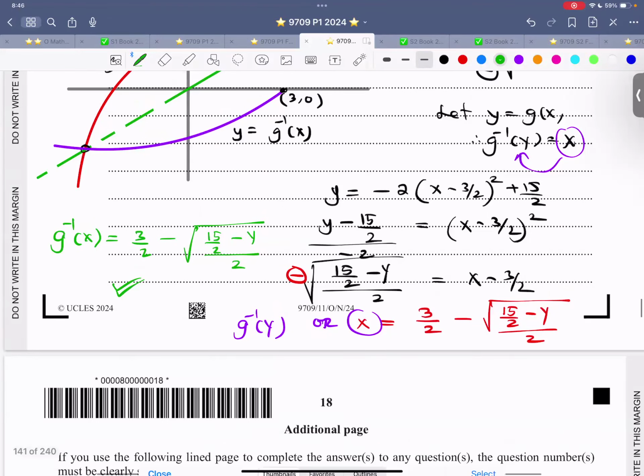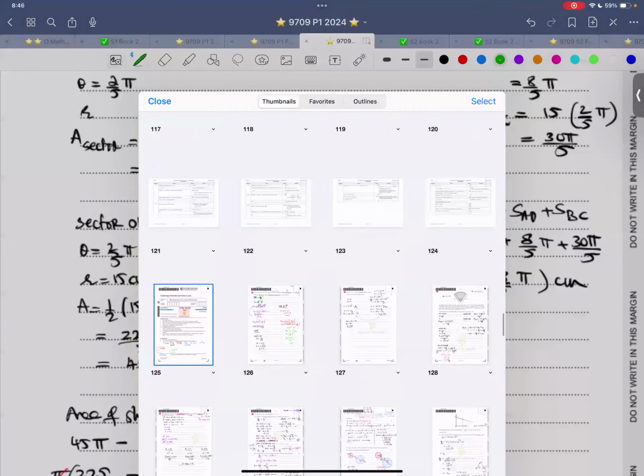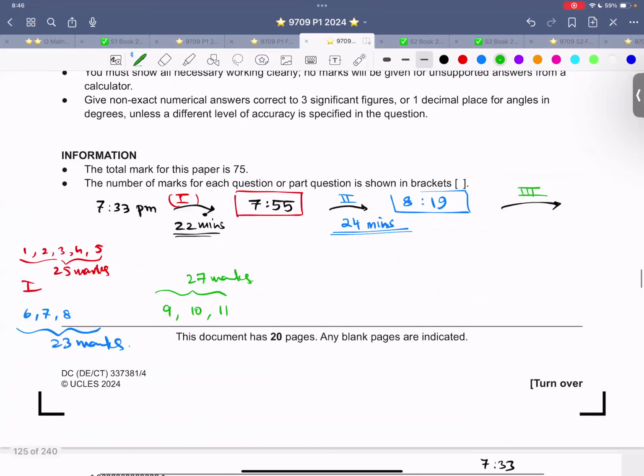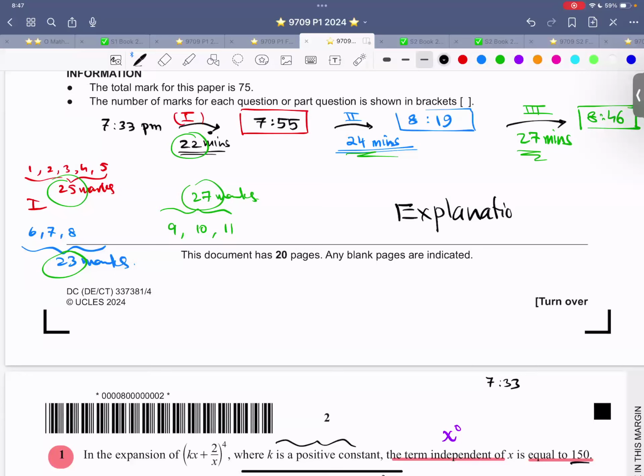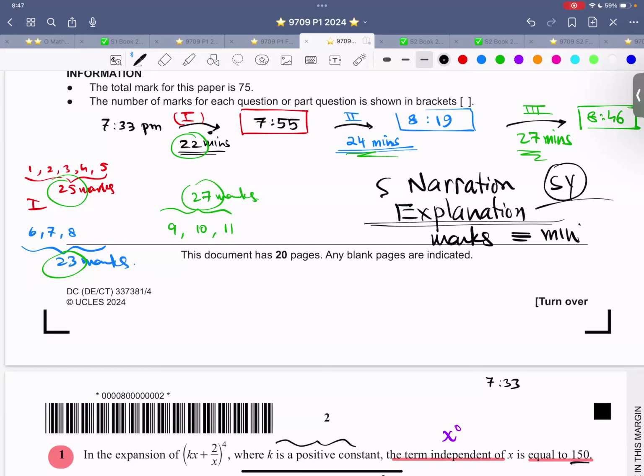And what time is it? It is 8:46, not bad. So now this is 8:19 to 8:46, that is 27 minutes. Now look at my working: 27 marks, 27 minutes. 25 marks, 22 minutes. 23 marks, 24 minutes. So basically, I'm doing the explanation at such a great speed. For me, marks and minutes are the same, and this is with all my explanation, all my narration, all my storytelling, and giving you the background.